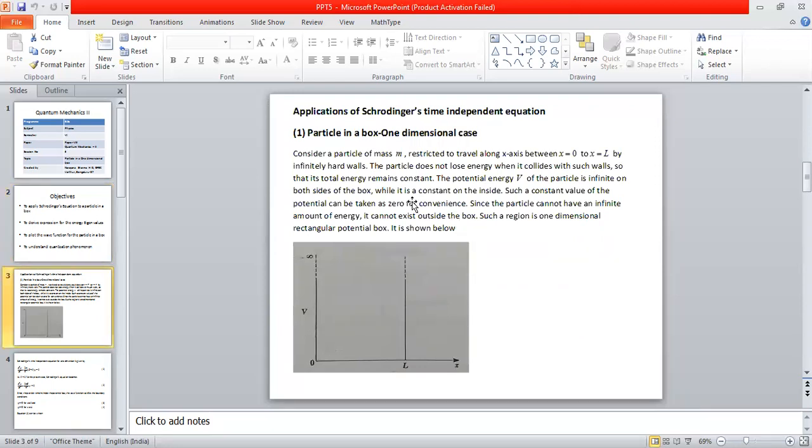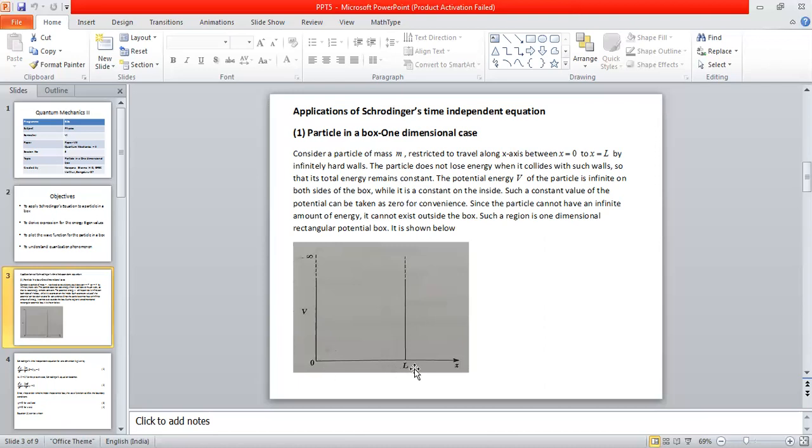This is one of the applications of Schrodinger's time independent equation. The case is a particle in a box. It is the one-dimensional case, and I have shown a diagram here. This is the graphical representation of the potential box. Along the x-axis, we have taken the x coordinate itself, and along the y-axis, we have taken the potential energy of the particle. So we have a region from x equal to 0 to x equal to L.